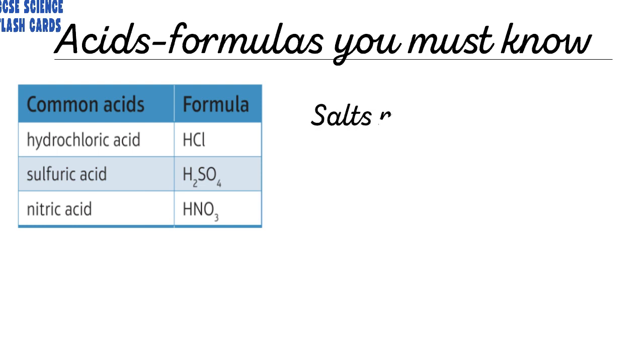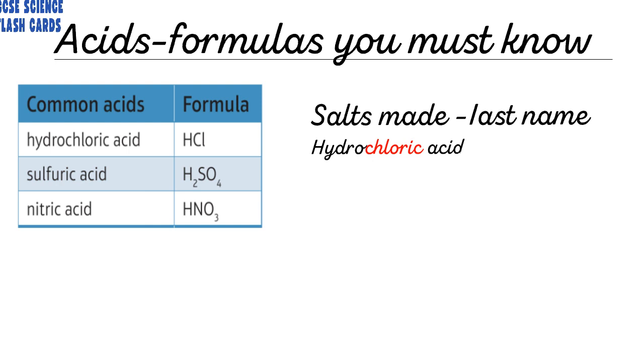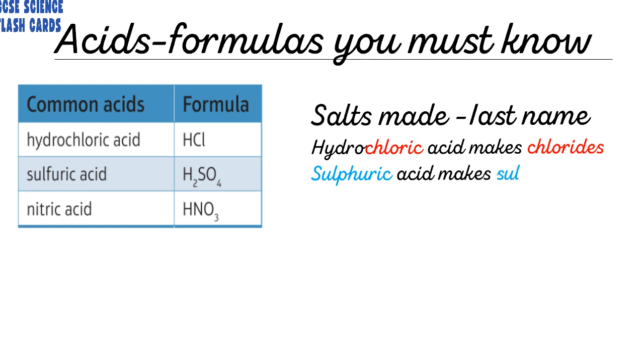So hydrochloric acid produces a salt called chloride. Sulfuric acid produces salts called sulfates. And nitric acid produces salts called nitrates.